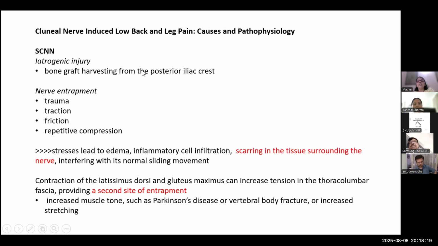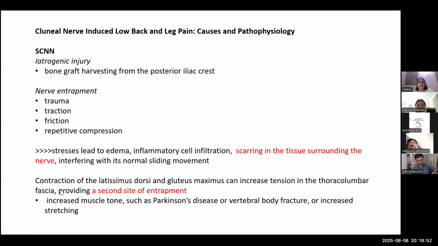So what is the pathophysiology and the cause? There can be any iatrogenic injury. Earlier, there were a lot of bone graft harvestings done from the posterior iliac crest, which would cause damage to the superior cluneal nerve. Other causes could be nerve entrapment due to any trauma, traction, friction, or repetitive compression. This would lead to edema, inflammatory cell infiltration, and scarring in the tissue surrounding the nerves, and therefore interfere with its normal sliding movement.